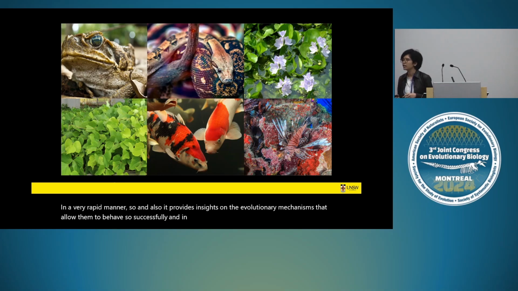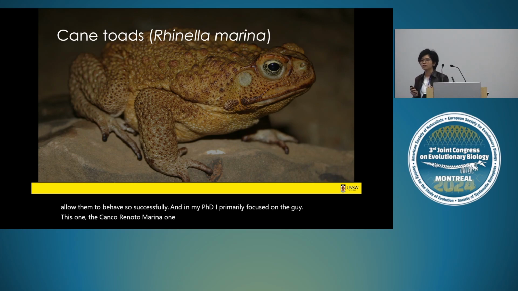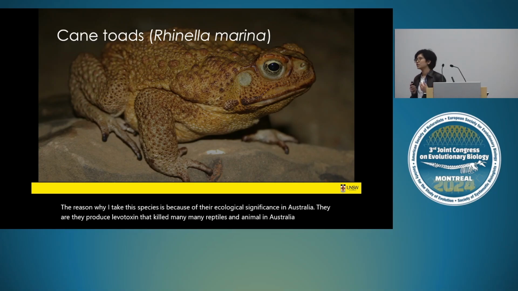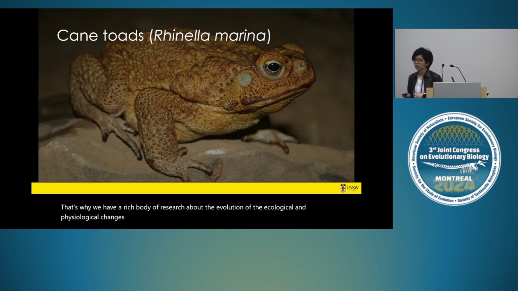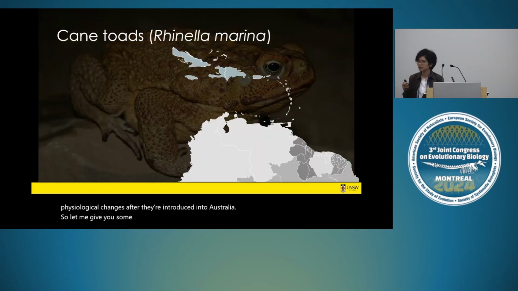And in my PhD, I primarily focus on the cane toad, Rhinella marina, one of the most well-known invasive species in the world. The reason why I picked this species is because of their ecological significance in Australia. They produce a lethal toxin that has killed many reptiles and animals in Australia already. That's why we have a rich body of research about the evolution of the ecological and physiological changes after they were introduced into Australia. So let me give you some introduction history of this cane toad.